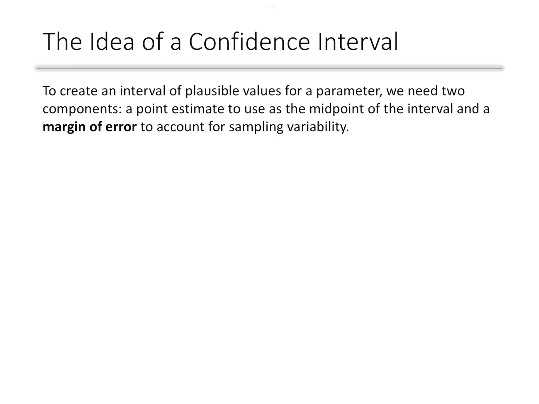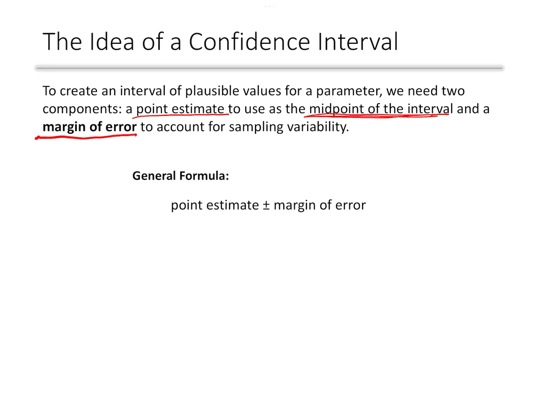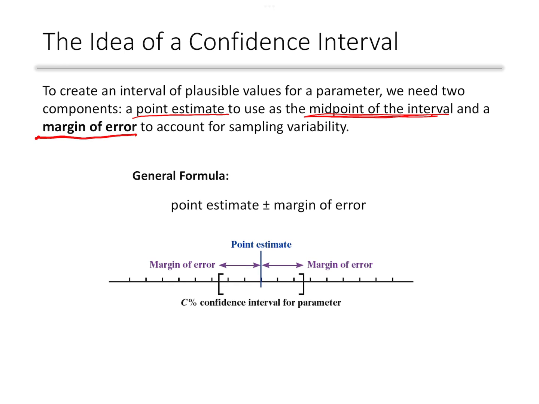To create an interval of plausible values for our parameter, we need two components. A point estimate, which we just looked at how to find, is going to be the midpoint of our interval. So that's always going to be the middle. And we need what is called a margin of error, which is going to account for our sampling variability. The general formula for a confidence interval is we take that point estimate and we add or subtract our margin of error. If you think about it, our point estimate could be right here in the middle, and then we subtract to get an endpoint of our interval, and then we add to get an upper endpoint of our interval.